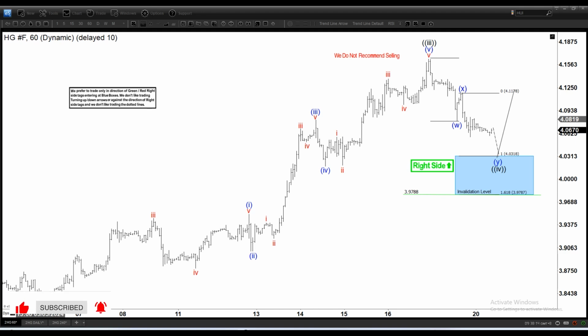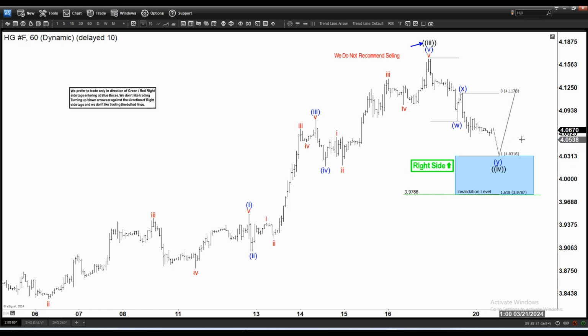Today is March the 20th and the chart of the day for today is copper, 60 minutes time frame here. And we can see the metal ended wave 3 in the minute degree right here and is currently doing a short-term pullback within wave 4. There is a blue box right here, which means we do like the long side from this area between 403 and 397. This is the 100% extension of the W, and the low threshold here, the 1.618, is the 161.8% extension.